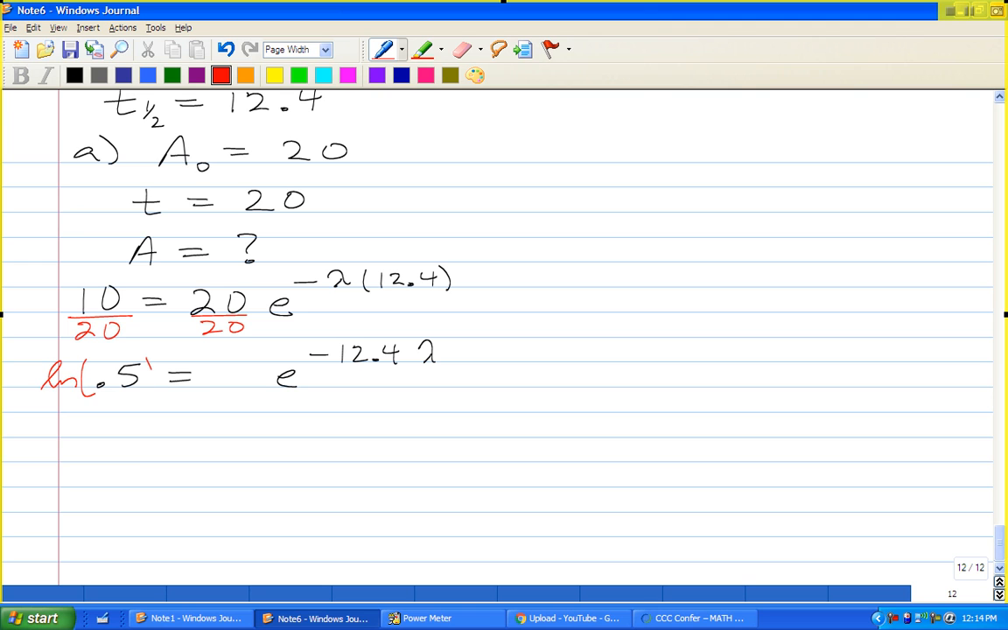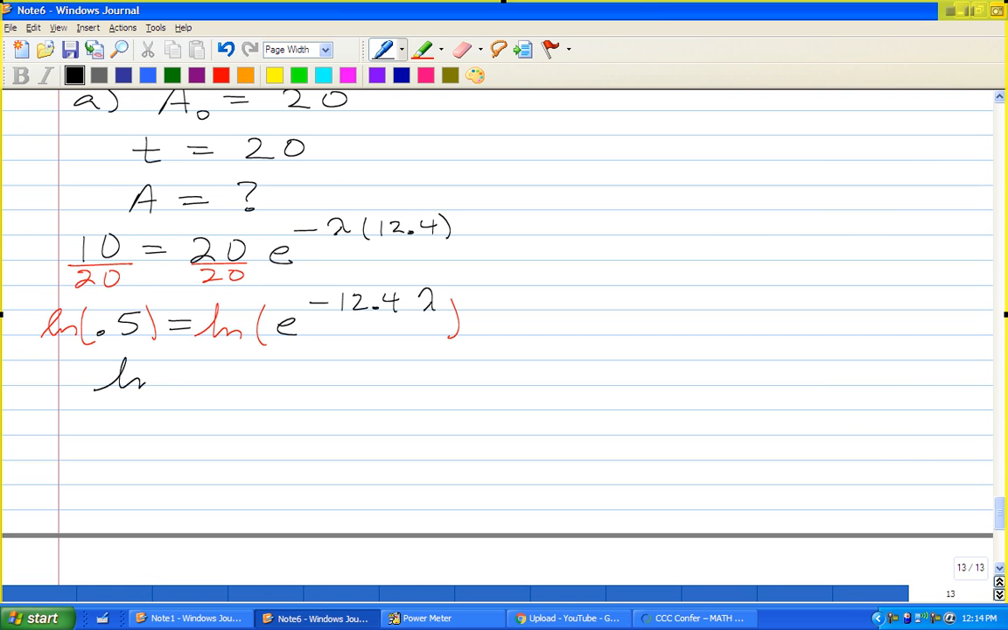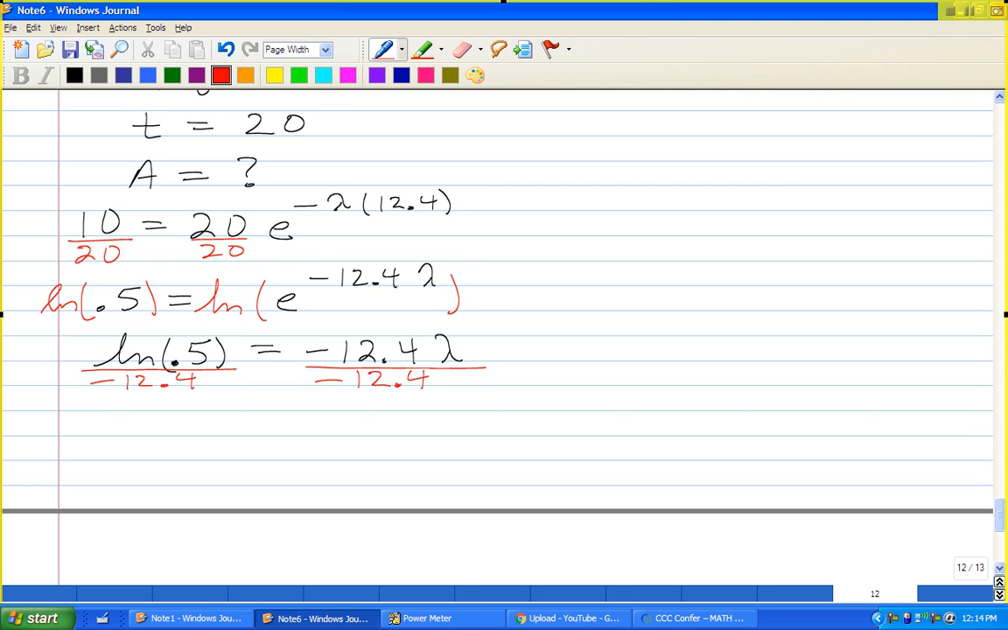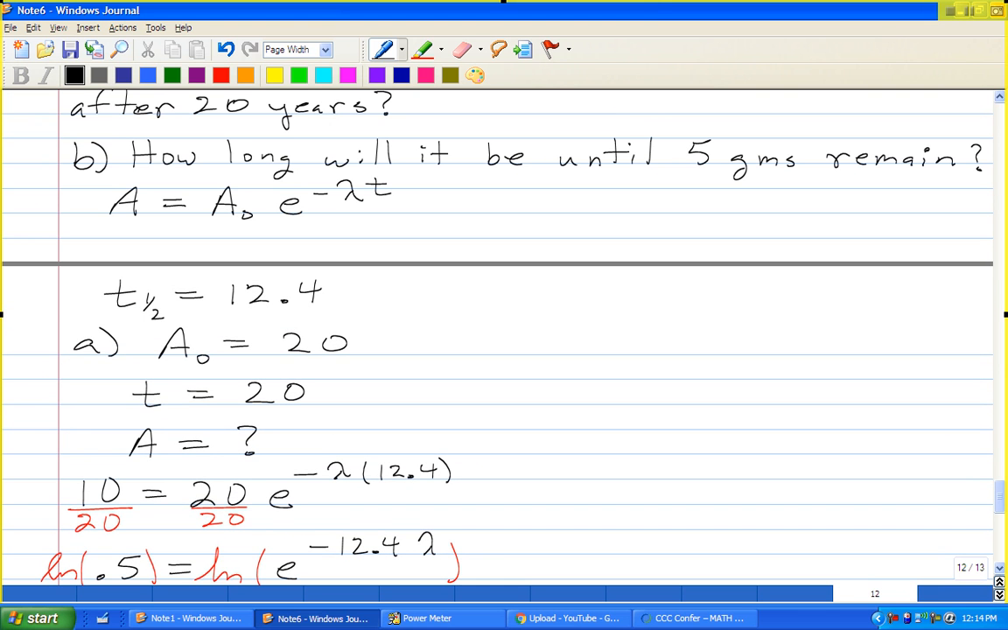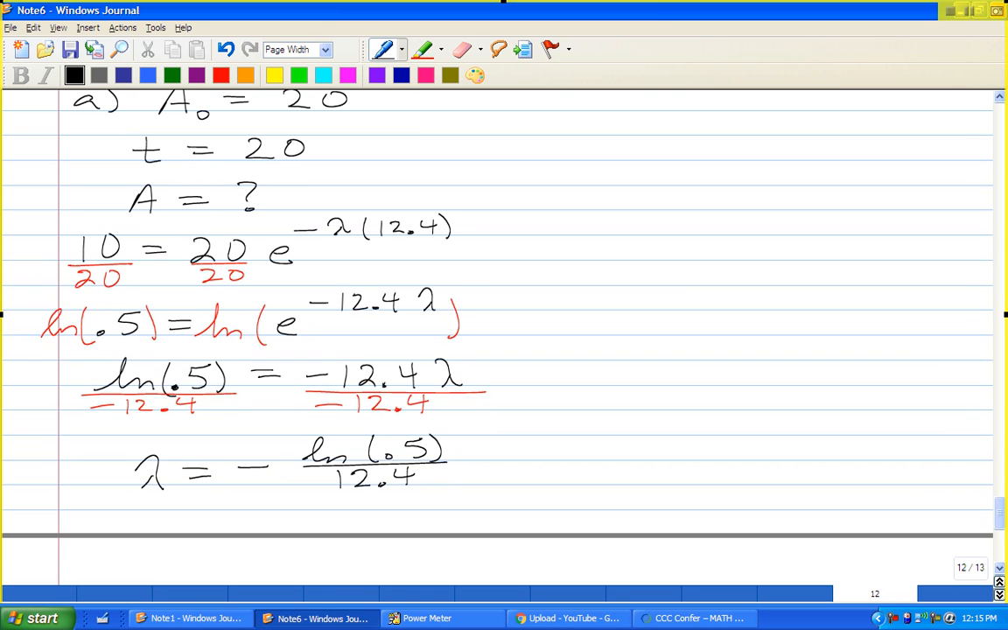Take ln of both sides of my equation. So I have ln 0.5 is equal to ln e to the negative 12.4 lambda, and the exponent of e is just the exponent. Let me divide both sides of my equation by negative 12.4. And so I have lambda is equal to negative ln 0.5 over 12.4. Okay, so now let's continue and figure out the rest of part A. And of course, for part B, I can also use this fact.